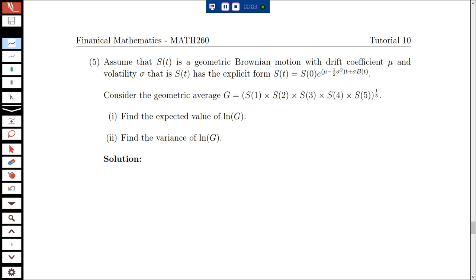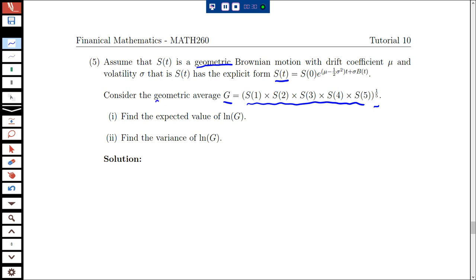Okay, so we're up to the final question on tutorial 10. Assume that S of t is a geometric Brownian motion. Usual stuff. We're given the model for the share price. Consider the geometric average, which is the product of the share prices at the nth root. So 5 share prices multiplied together, take the nth root.